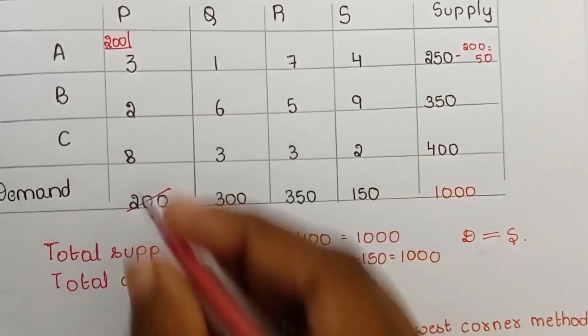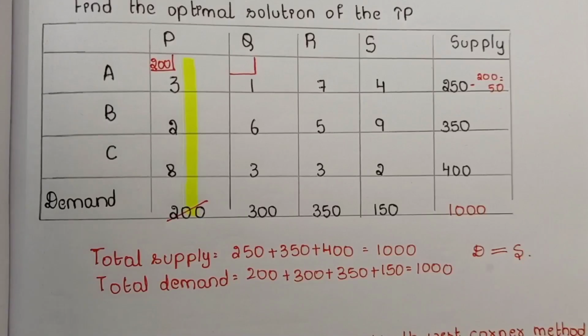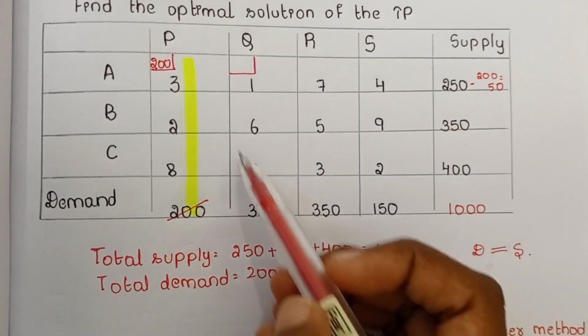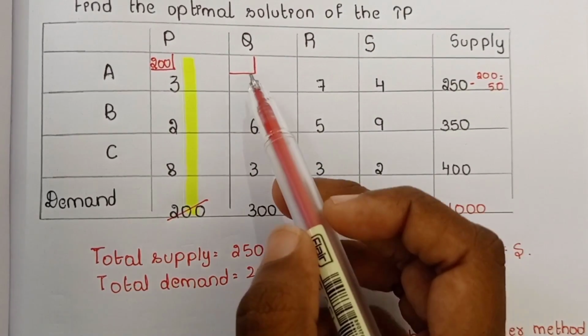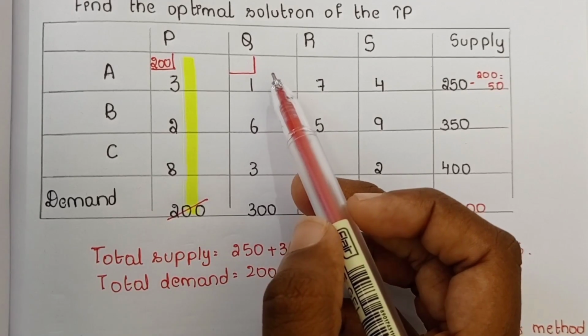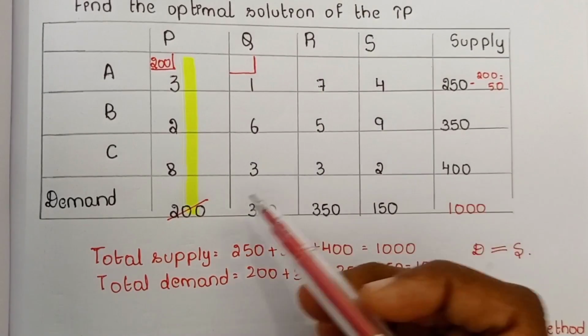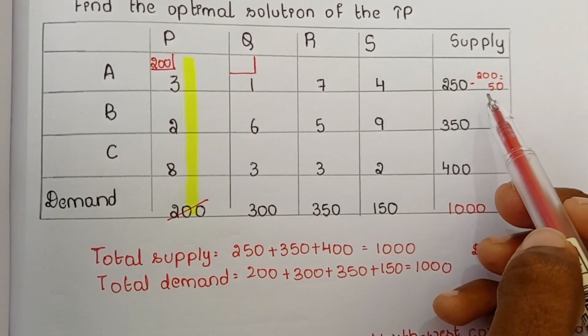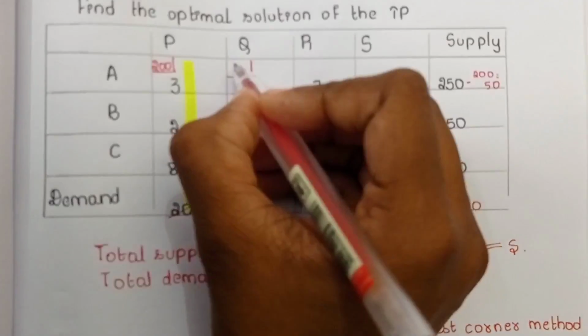As I have given everything in this column, it should be struck off. I have struck off this column, so the remaining area is this much in this matrix. The northwest corner is here, so I will select this cell for allocation. Now we have to check the demand and supply. The demand is 300 and the supply is 50. So the minimum value is 50, and I will allocate that 50.